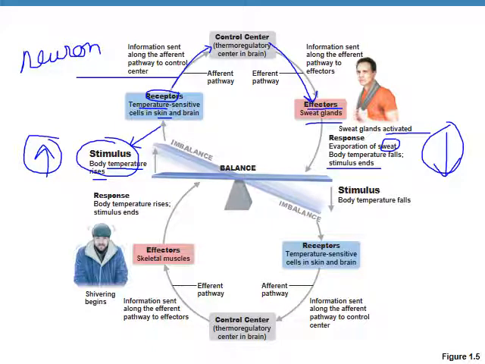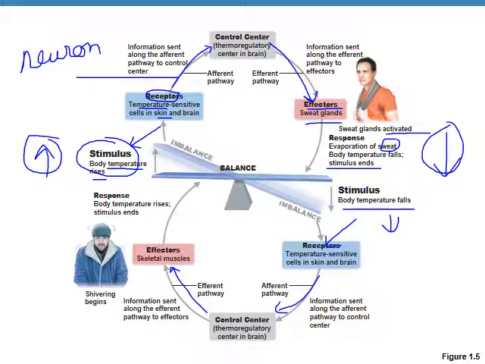Same thing if we go the opposite way in terms of shivering. So this is your body temperature falls. So your body temperature is dropping. It sends a message to the receptor. Receptor sends a message to the control center. Control center says, okay, I'm cold. What am I going to do about it?